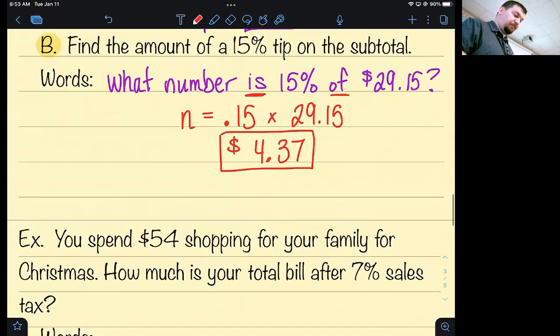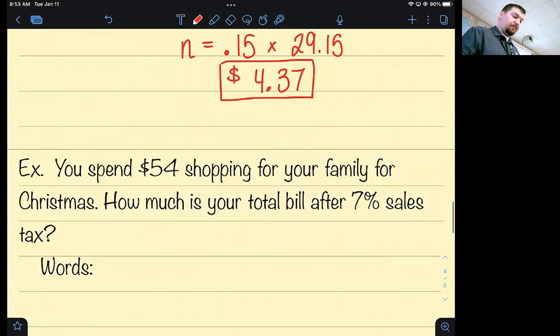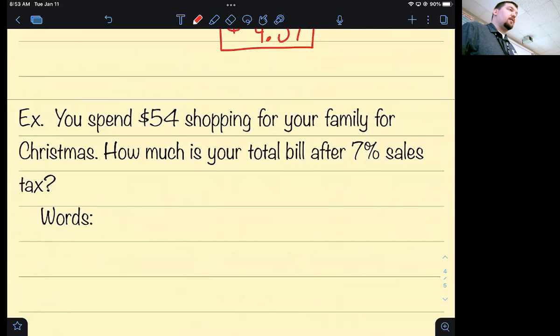And our last question, you spend $54 shopping for your family for Christmas. How much is your total bill after 7% sales tax? So once I find how much tax this is, it says, what is the price of your total bill? After you know how much tax you're going to pay, what do you do with that tax? Do you keep it? You have to pay it, don't you? That's going to get added on to the $54 we're already paying. So keep that in mind, okay?